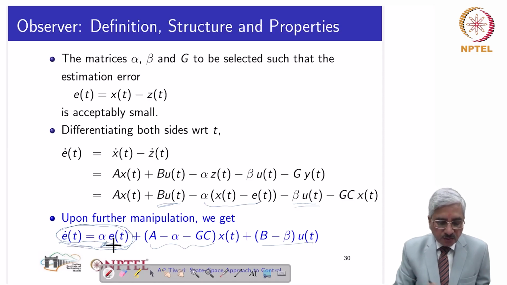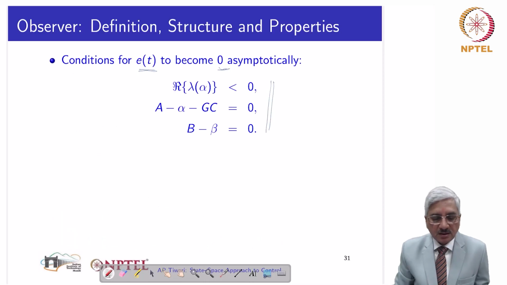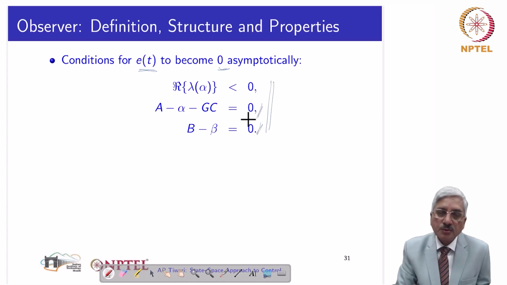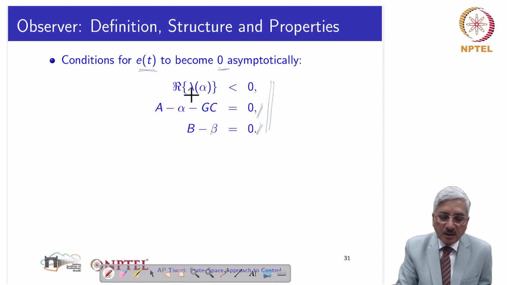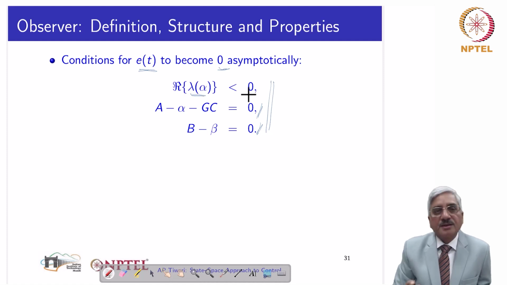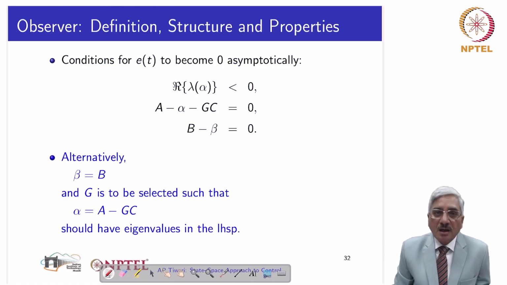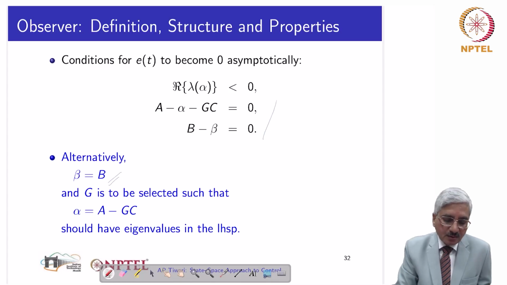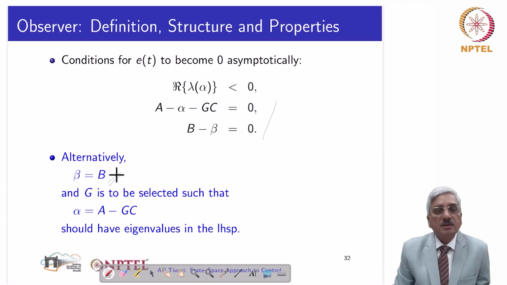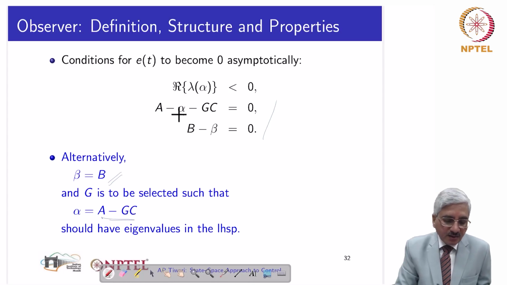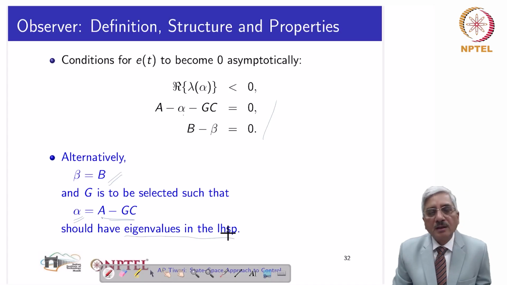That is known. So we use that and we say that this should become 0 and this should become 0. Then that will happen. That is what is written here. Both these terms should separately become 0, and eigenvalues of alpha should have real part negative. Then e(t) will become 0 asymptotically. That will be satisfied. So obviously these give that in the observer equation beta should be equal to B and alpha should be equal to A minus GC. It comes from here. And in addition, this alpha should have eigenvalues in the open left half s plane. It should satisfy the property of stability. That should happen.